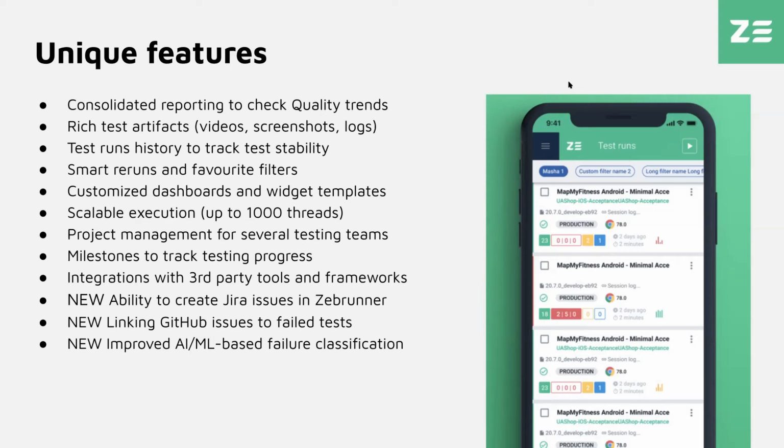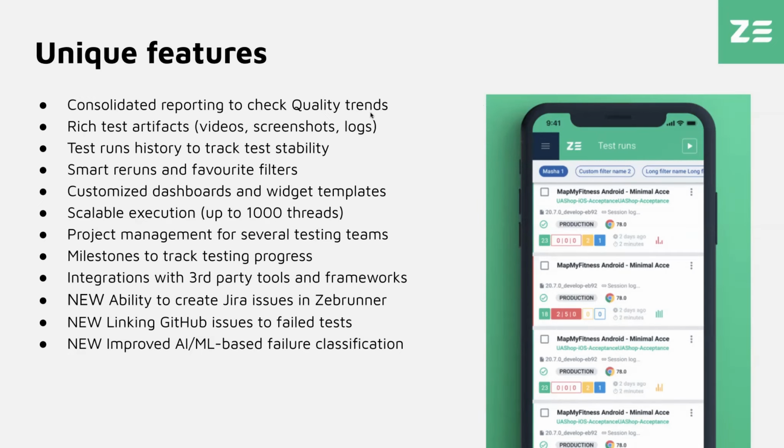And one more thing that we released recently is the improved AI/ML-based failure classification. So all of your failures are classified automatically with our AI, and all you need to do is to check if it worked clearly. And what's great is that you can actually train our neural network on your own tests. So the more tests you execute, the more accurate our neural network is, and the more accurate the results.